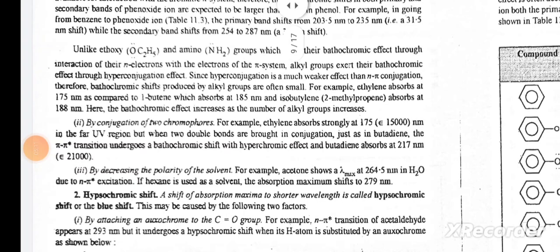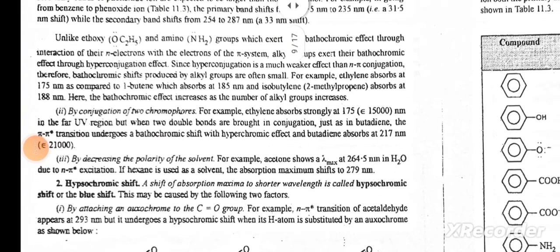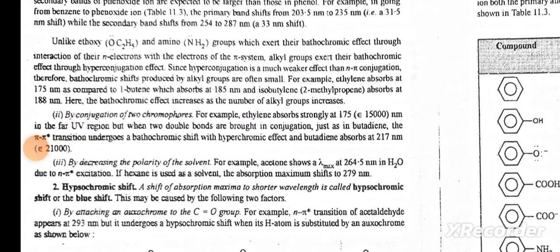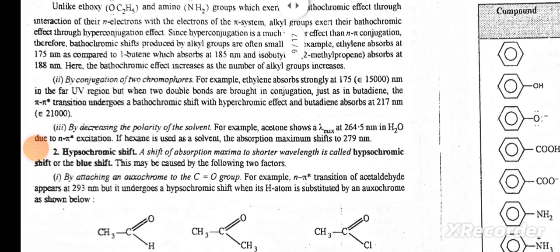Unlike ethoxy and amino groups, which exert their bathochromic effect through interaction of their n electrons with the electrons of the pi system, alkyl groups exert their bathochromic effect through the hyperconjugation effect. Since hyperconjugation is a much weaker effect than pi conjugation, the bathochromic shifts produced by alkyl groups are often small. For example, ethylene absorbs at 175 nm as compared to 1-butene, which absorbs at 185 nm, and isobutylene, 2-methylpropene, which absorbs at 188 nm. Here the bathochromic effect increases as the number of alkyl groups increases.